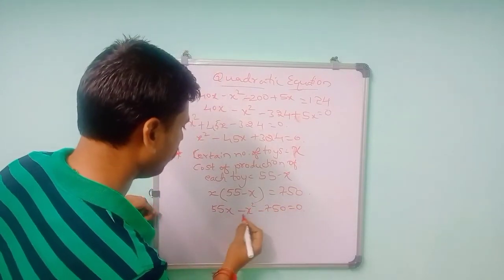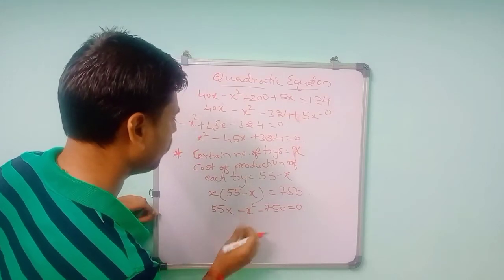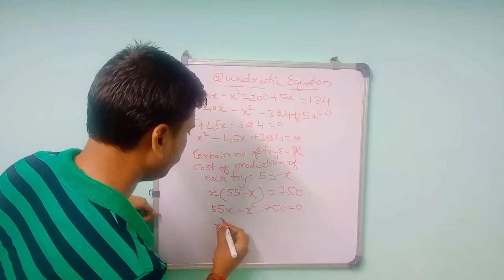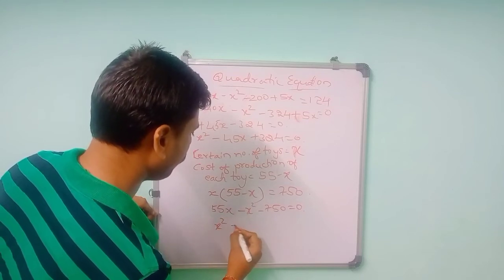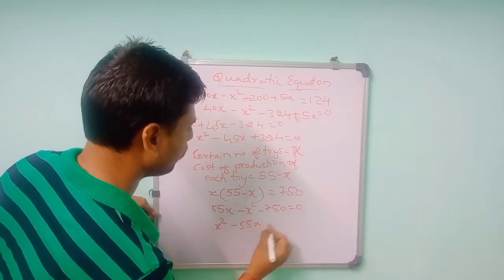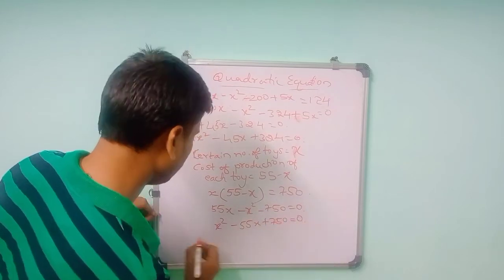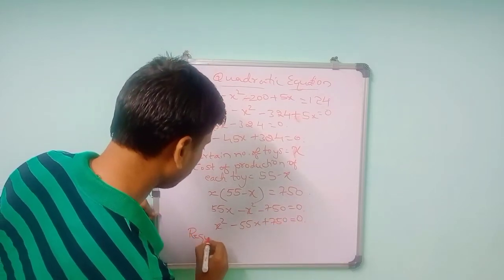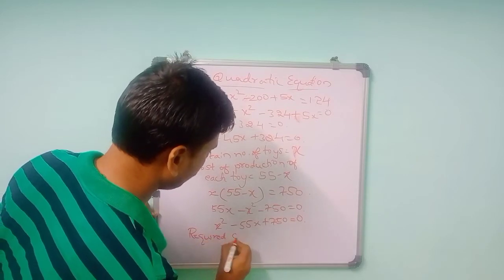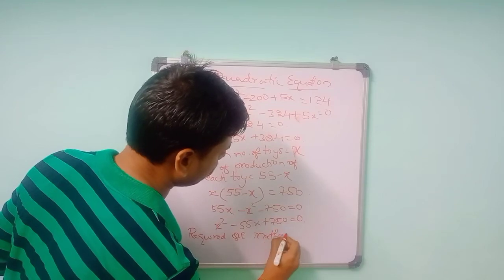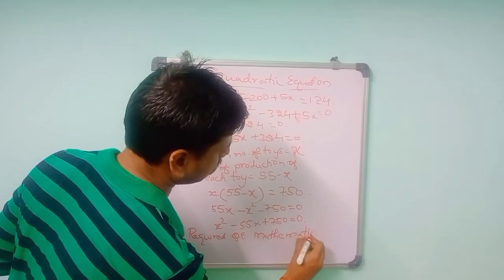So minus x square is there, so you have to make this positive, so the signs will be changed. So it becomes x square, minus 55x, and plus 750. So this is the required quadratic equation mathematically.